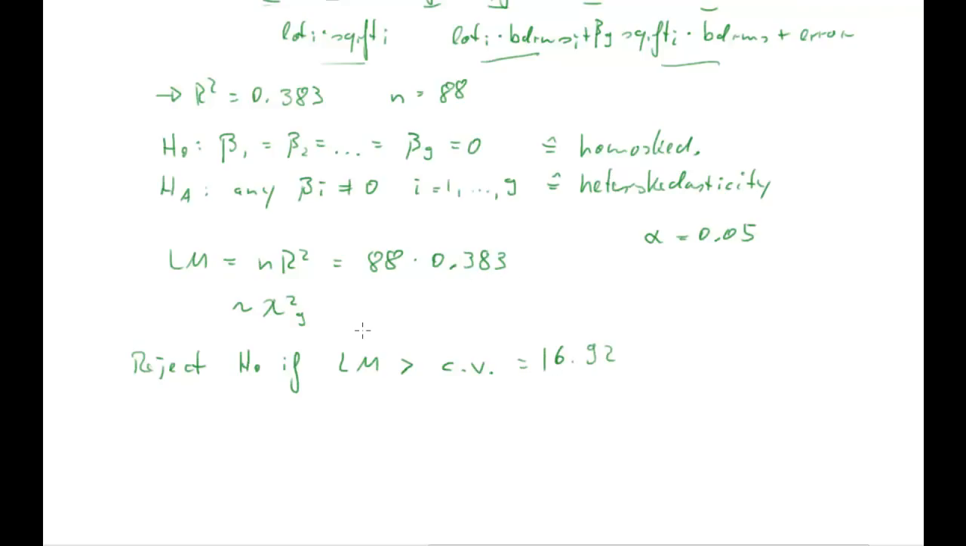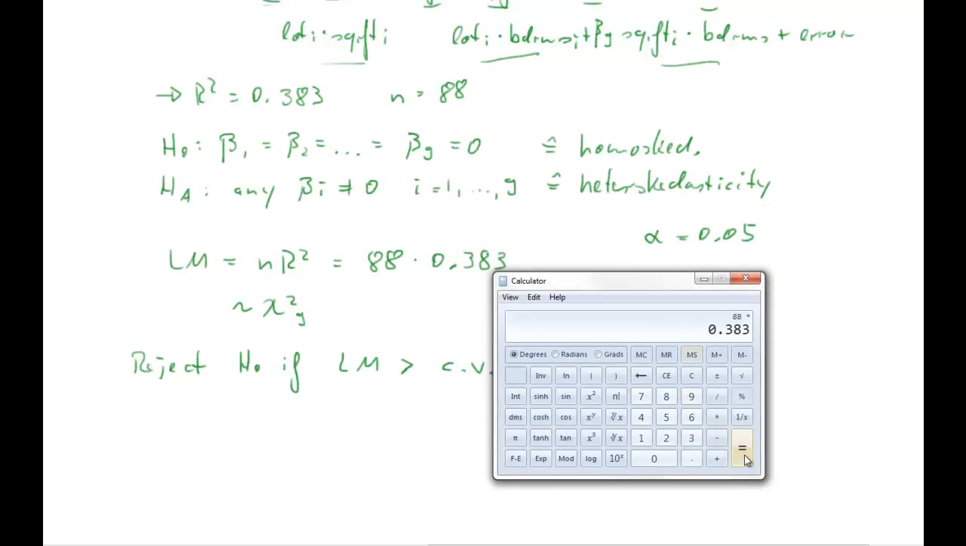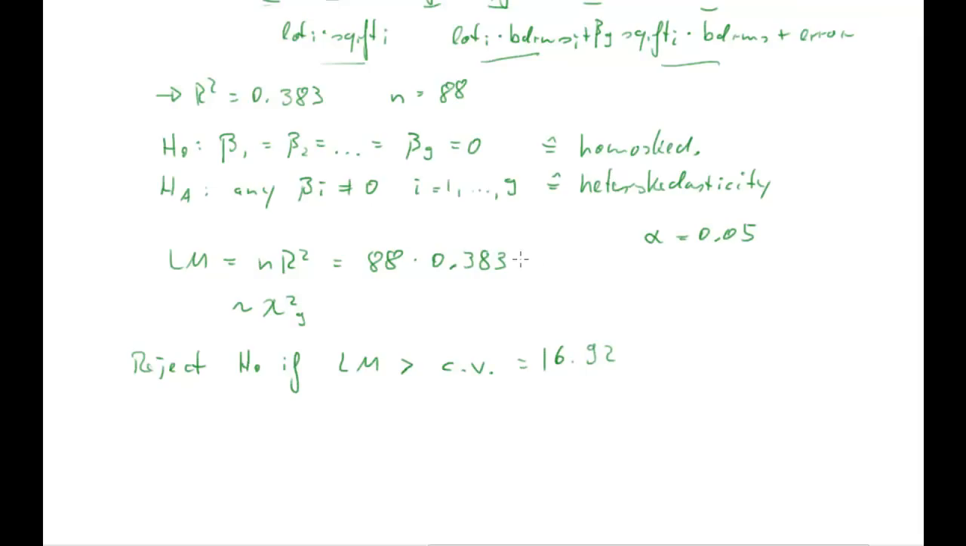So what's the value here? 88 times 0.383, exactly. 33.704. So here we have 33.704, and that means we reject H naught, and hence heteroscedasticity seems to be present.